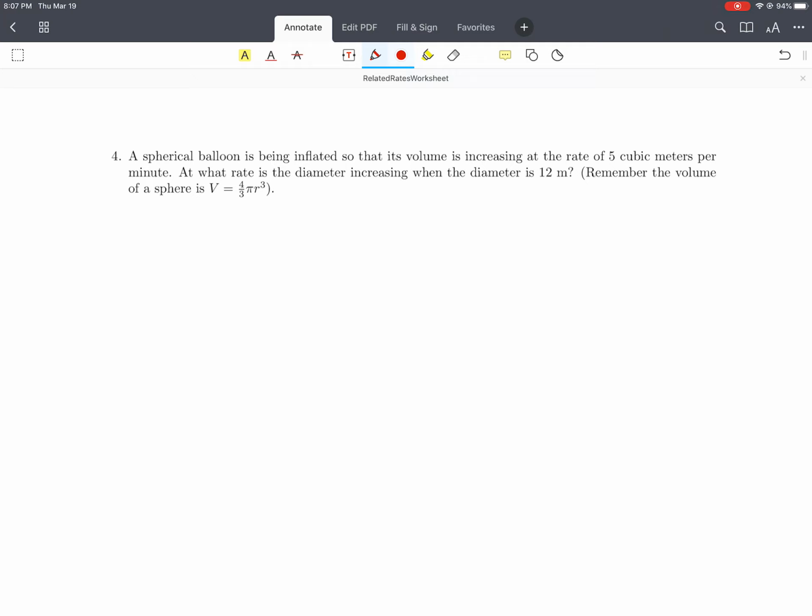With this example, we've got a balloon. So a spherical balloon is being inflated so that its volume is increasing at the rate of 5 cubic meters per minute. At what rate is the diameter increasing when the diameter is 12 meters? And here we've got a little hint to remember what the volume of a sphere is.